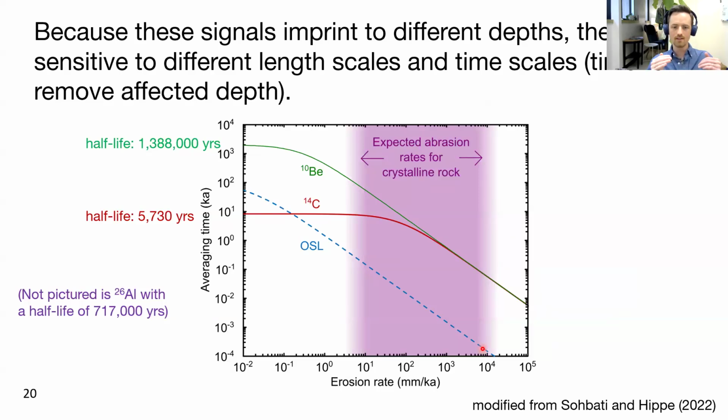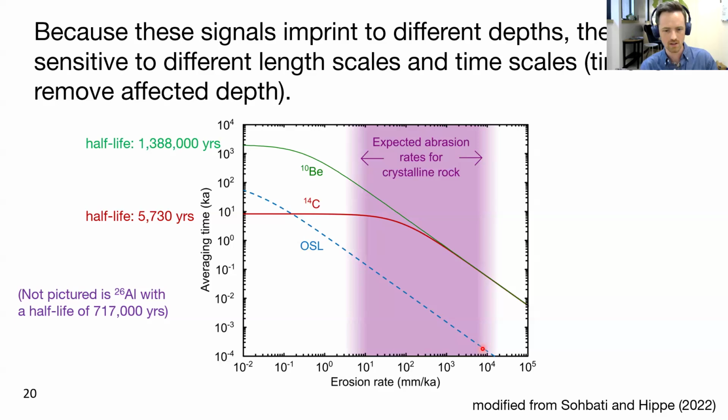The fact that these processes operate on different spatial scales is useful to us. Because they're imprinting on different depths, they are sensitive to different length scales. And because of that, they're also sensitive to different time scales, because our erosion rate signal is really how much time it takes to remove those exposed portions of the rock.